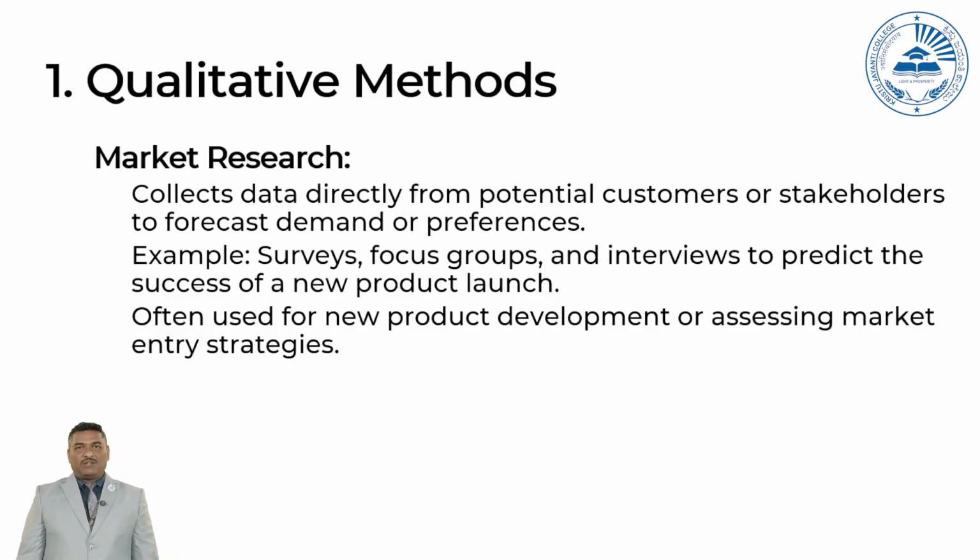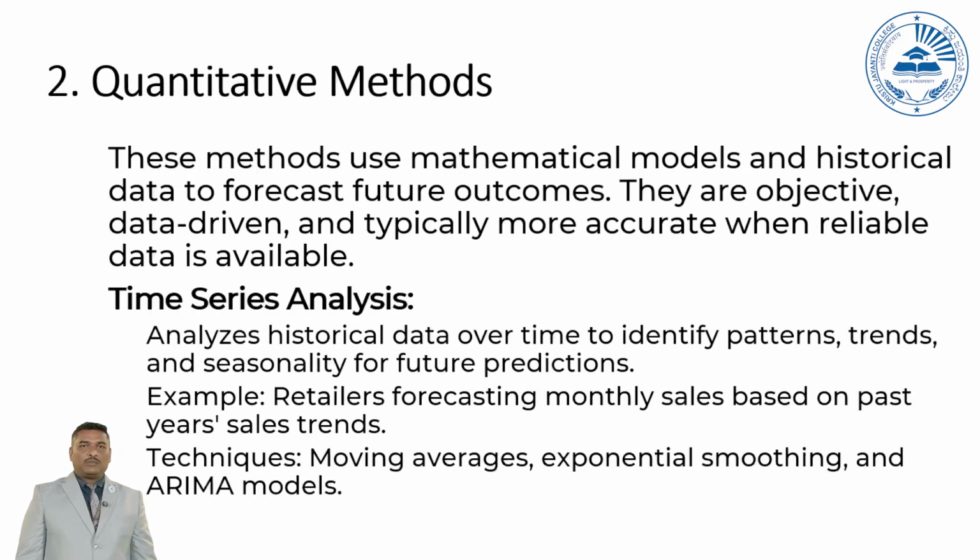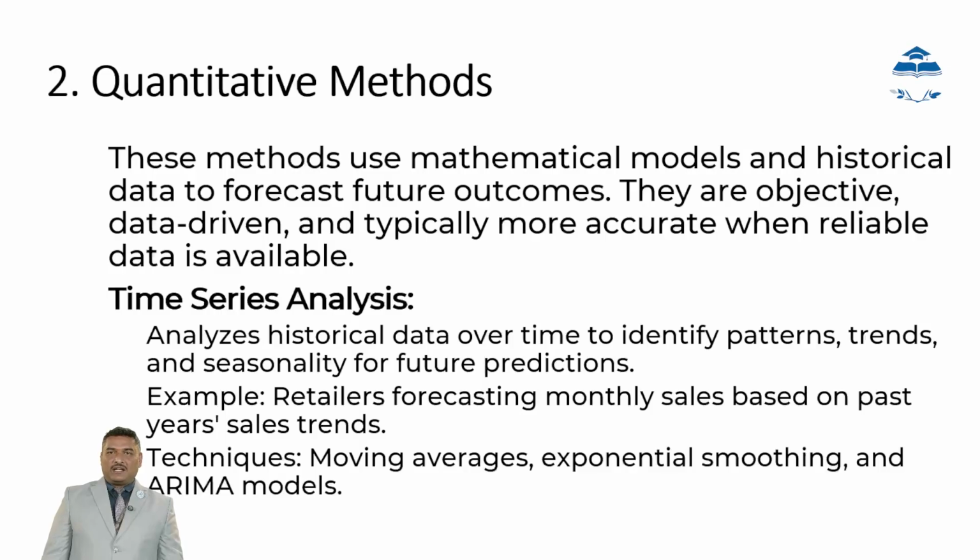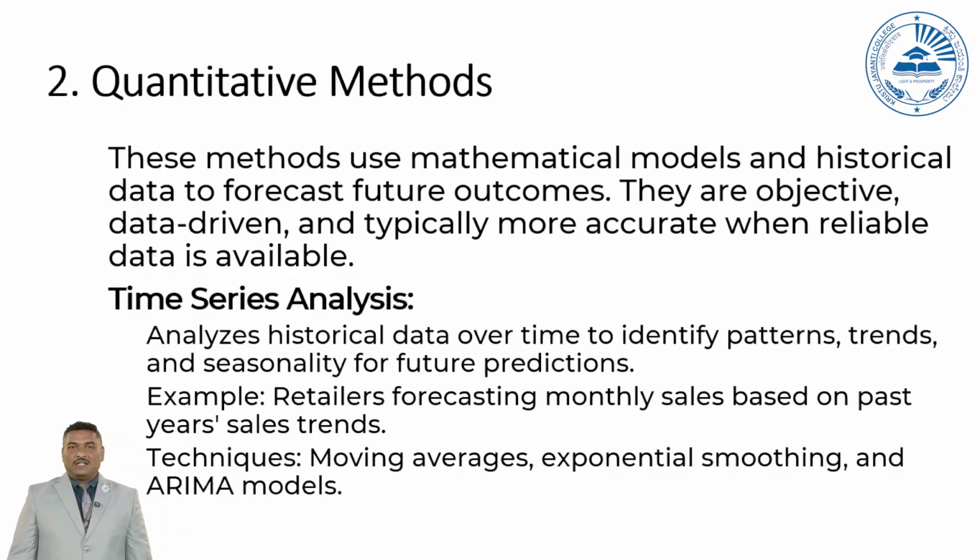Next, we have quantitative methods. Under quantitative methods, we have a technique called time series analysis. In this, we collect historical data, and based on the historical data, we predict the future. There are methods like moving averages, exponential smoothing, and ARIMA models. These models help us make predictions, and we create a trend. Through the trend, we are able to make predictions for future scenarios.